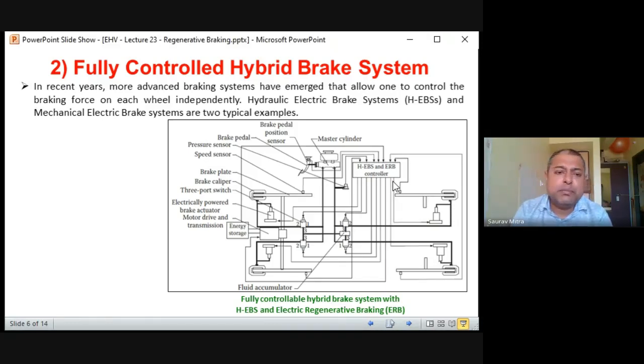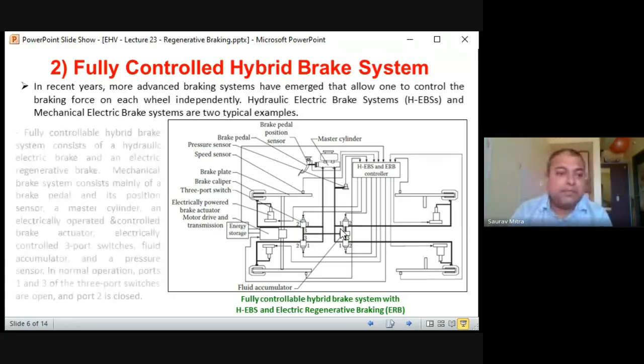So the difference between the previous, that is the parallel hybrid brake system, and the present fully controlled hybrid brake system: the main thing is this HEBS, or hybrid hydraulic electric brake system. This is the controller. The second thing is a 3-port switch. The third thing is the fluid accumulator. So these three are the main differences between the previous and the present fully controlled HEBS system.